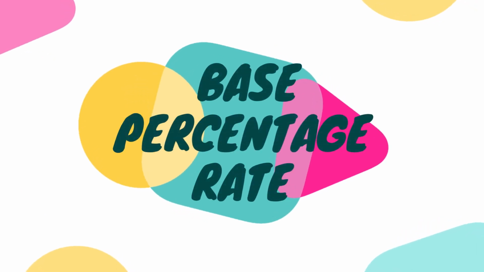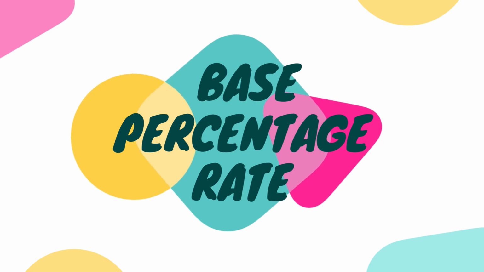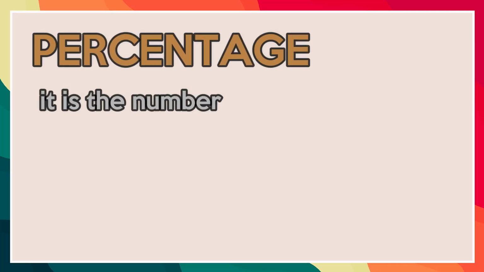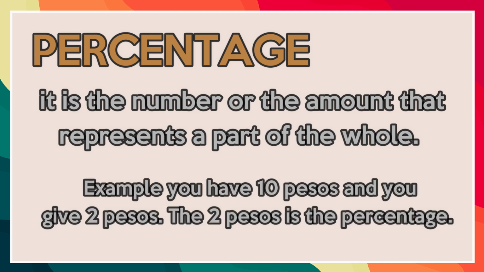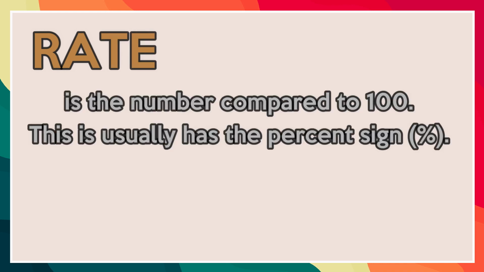Today, we are going to know the meaning of base, percentage, and rate. When you say percentage, it is the number or the amount that represents a part of the whole. Always remember that the percentage is always smaller than the base. Example, you have 10 pesos and you give 2 pesos. The 2 pesos is the percentage, while rate is the number compared to 100. This usually has the percent sign. Remember always that the rate is in percent form.